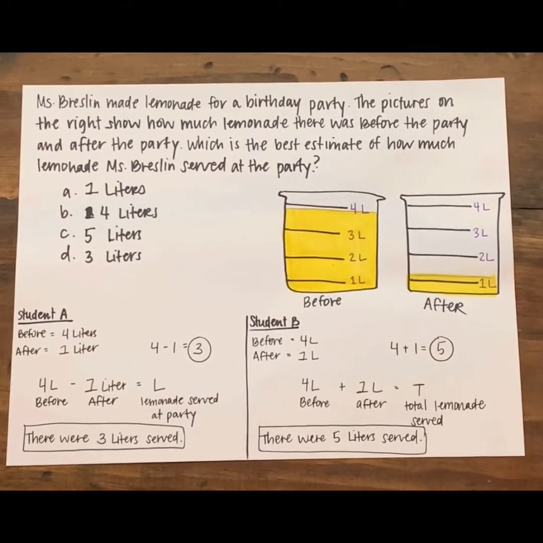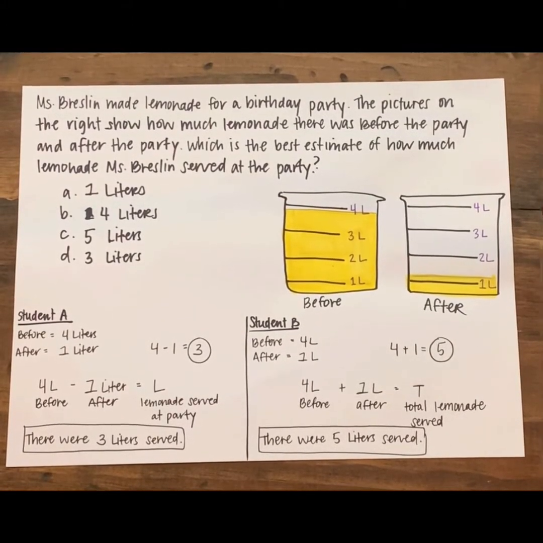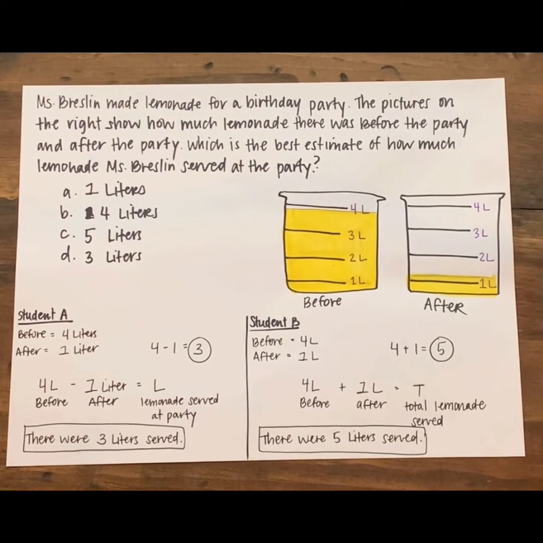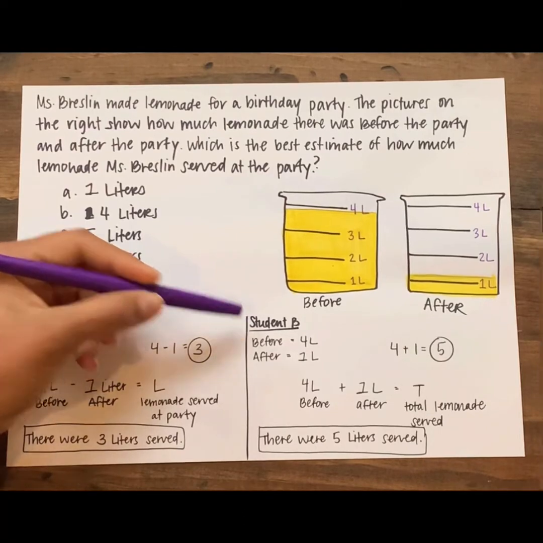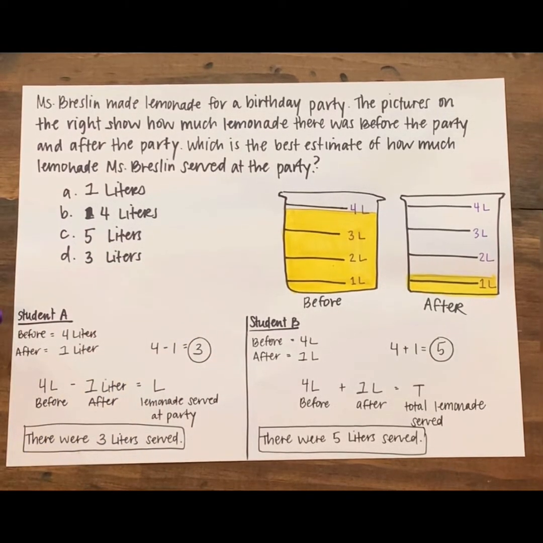Let's take a look at some student work from number 4 of your quiz. Here we have work from student A and student B. Look carefully at their representations and how they solved, and then decide, whose work do you agree with? Whose work accurately represents and solves our problem?